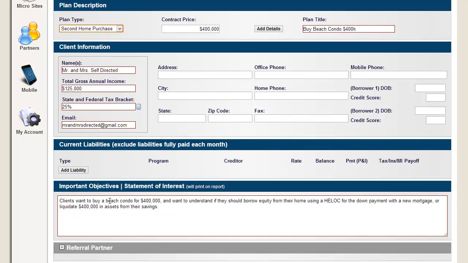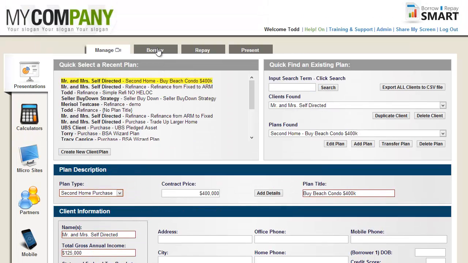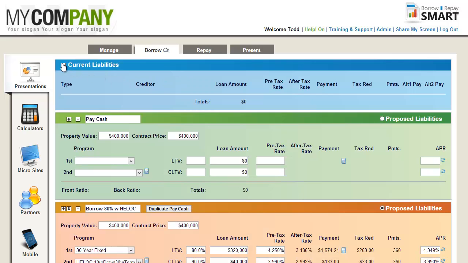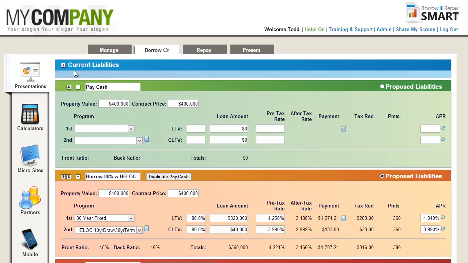So the clients want to buy a beach condo for $400,000 and they want to understand if they should borrow equity from their home using a HELOC for the down payment with a new mortgage, or liquidate $400,000 in assets from their savings. All right, so what we're going to basically show here, and now we just simply set that up and go to the borrow page. I've collapsed current liabilities. Again, there are none, so why have anything showing that's not necessary?